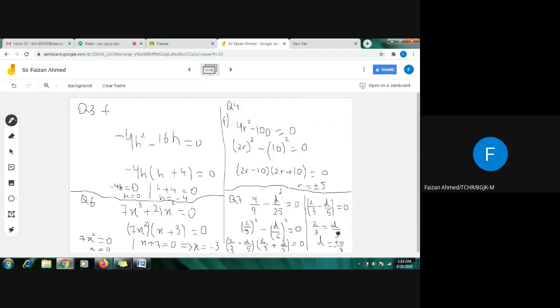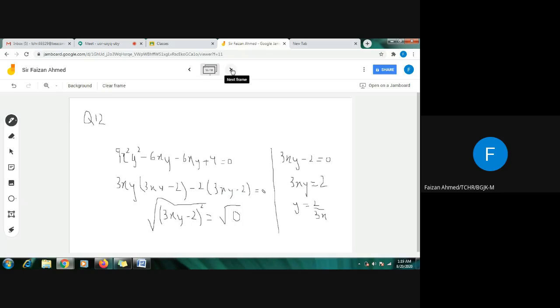Since I have to find the value of d, I will move this 5 on the other side. This 5 is being divided, so it will get on this side and it will be multiplied by 2, and I will get d is equal to positive 10 upon 3. When you will solve this bracket equal to 0, you will get d is equal to minus 10 upon 3. So the two values of d will be plus and minus 10 upon 3. This was question number 7. We have some more questions.